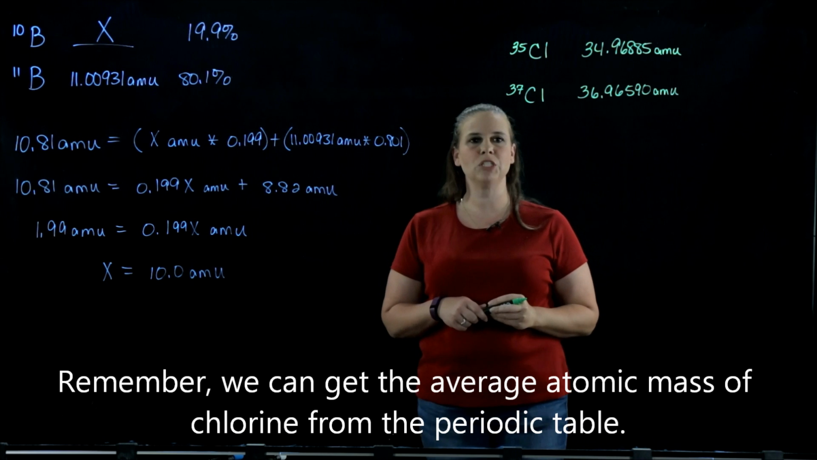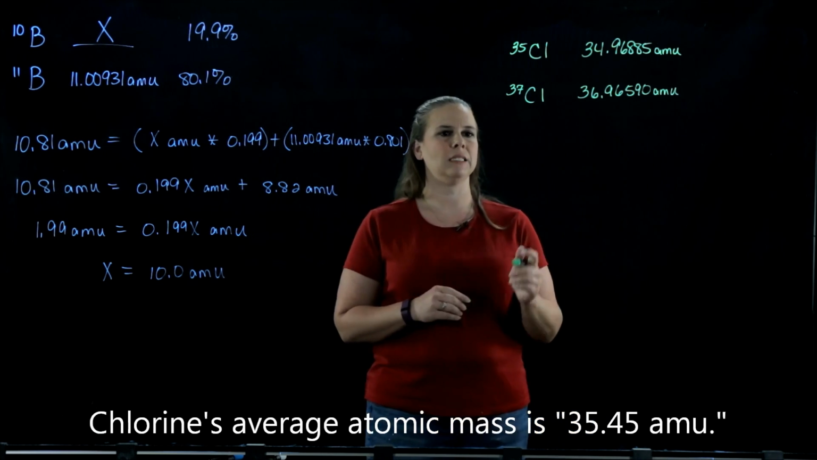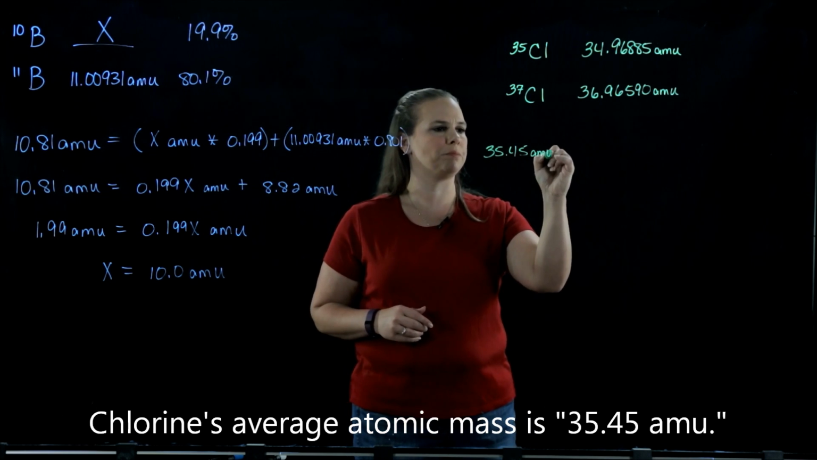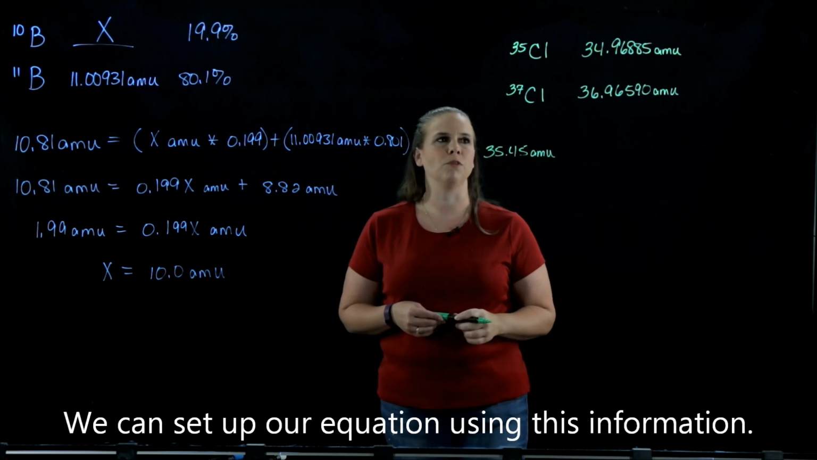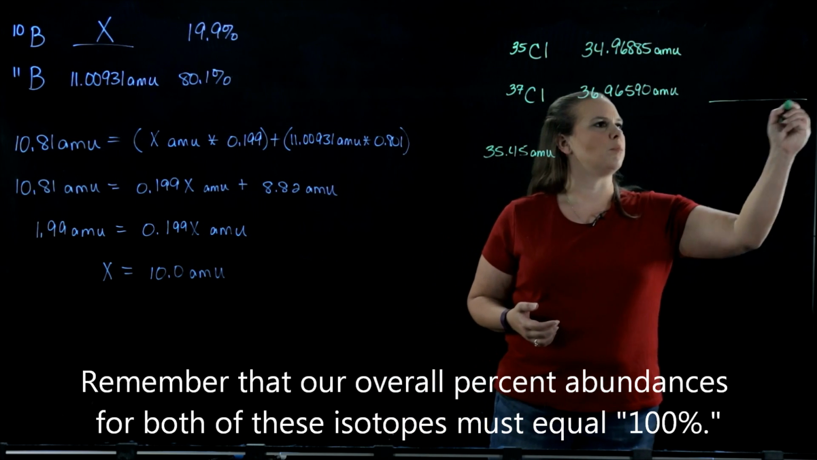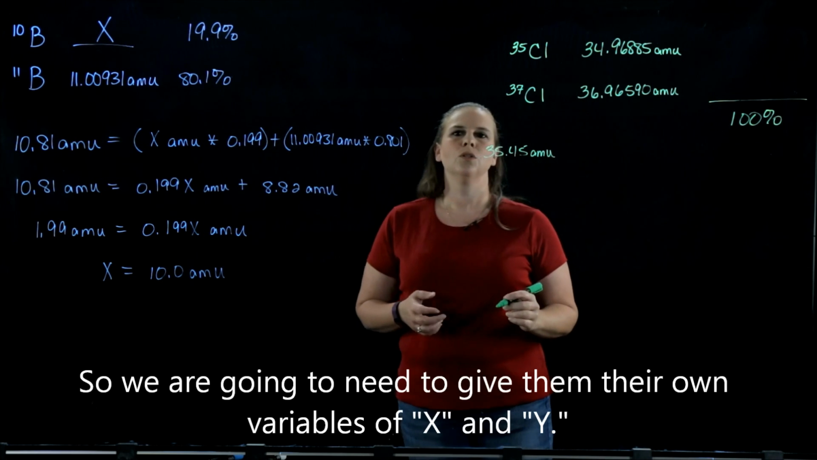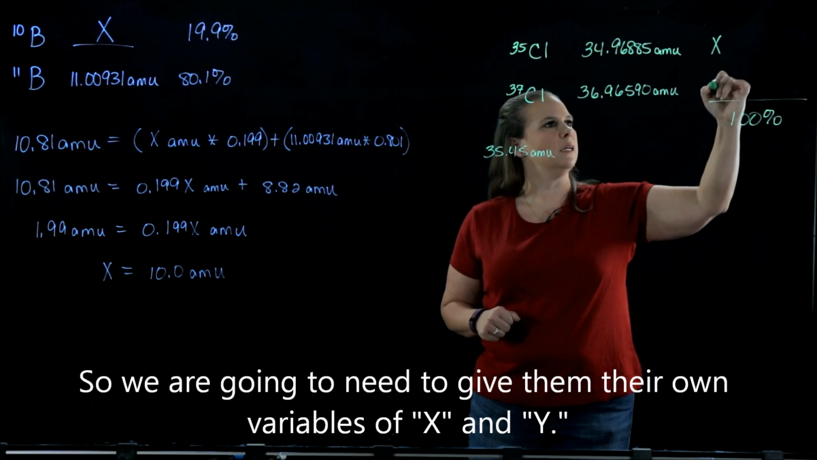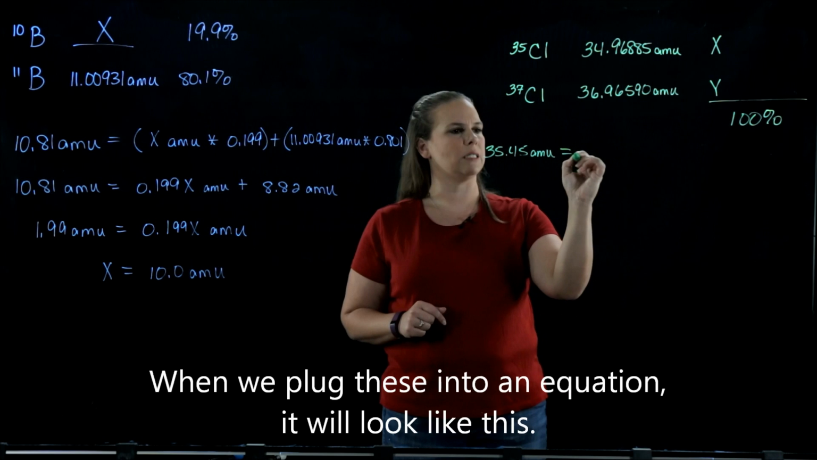Remember, we can get the average atomic mass of chlorine from the periodic table. Chlorine's average atomic mass is 35.45 AMU. We can set up our equation using this information. Remember that our overall percent abundances for both of these isotopes must equal 100%. So we're going to need to give them their own variables of x and y. When we plug these into an equation, it will look like this.